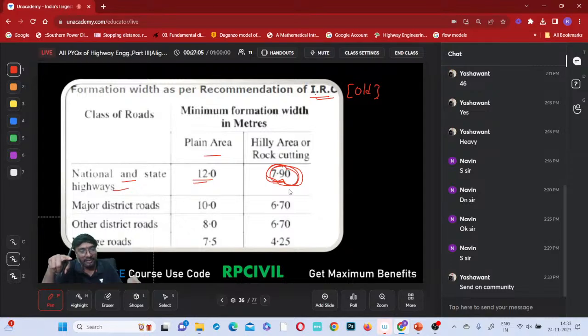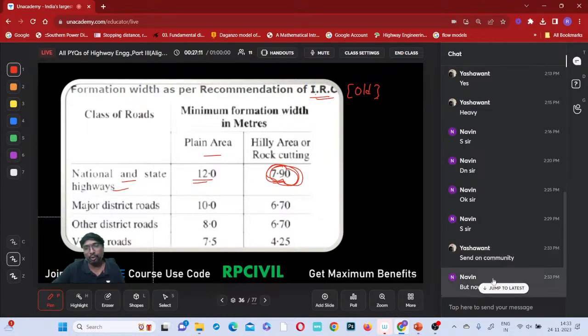6.25 meters for which one? 6.25 meters for single lane and 8.8 meters for double lane. So these were the different values, okay?